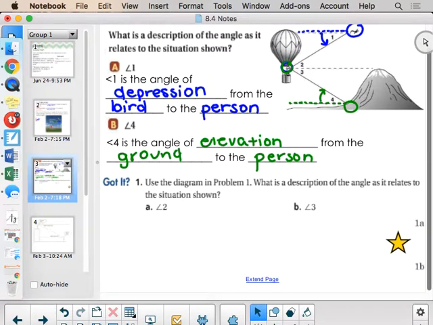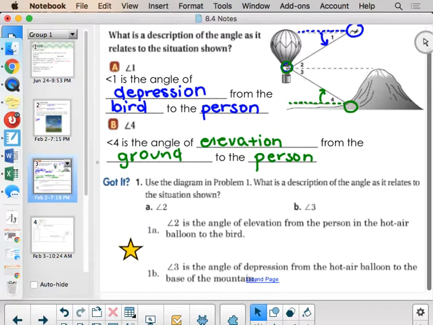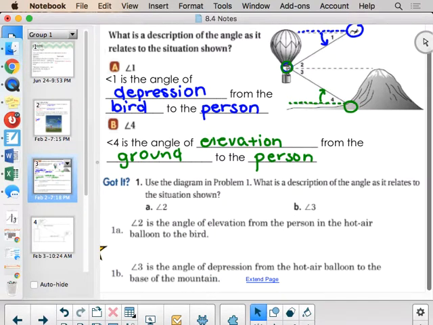Let's check your answers. So, angle 2 is an angle of elevation. It goes from the person in the hot air balloon to the bird. Angle 3 will be an angle of depression. It goes from the hot air balloon person to the base of the mountain.